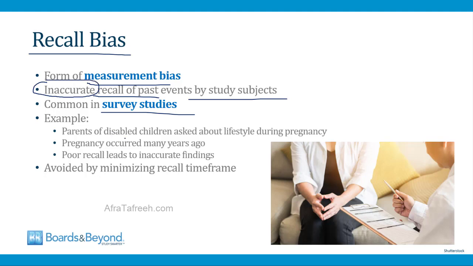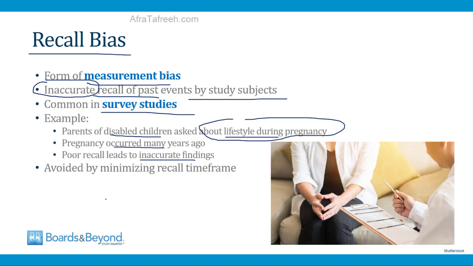So for example, if parents of disabled children were asked about lifestyle during pregnancy, and the pregnancy occurred many years ago, then parents may have poor recall, and that could lead to inaccurate findings about which elements of lifestyle during pregnancy are associated with having disabled children.